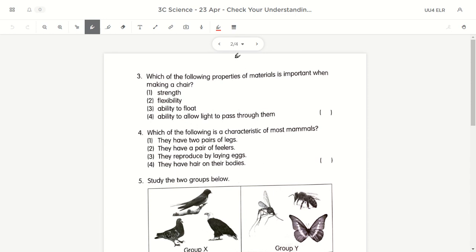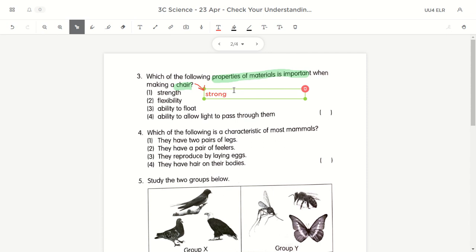Alright, so which property of material is important when making a chair? So think about it. A chair, what is important for a chair? Okay, if I want to make a chair, I must make sure that the chair is strong. Okay, I cannot have a chair that is weak. If I have a chair that is weak, I sit on it, it will crack, it will collapse. So I don't want that.